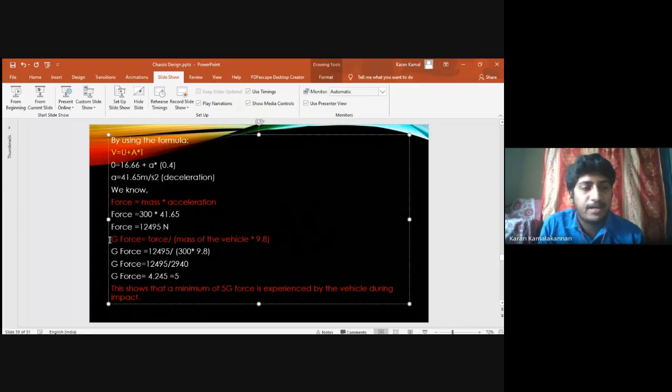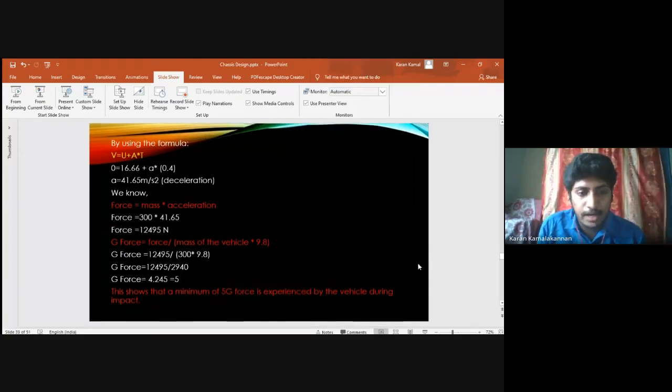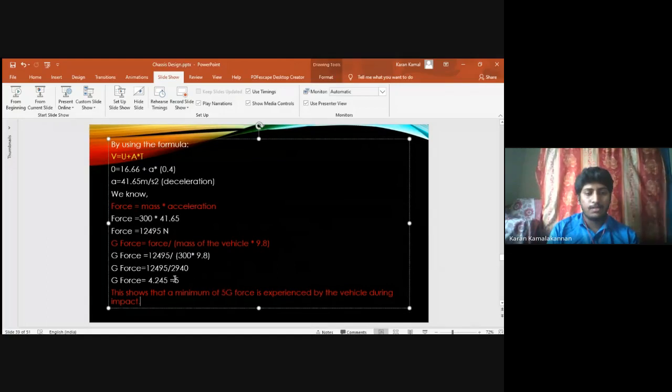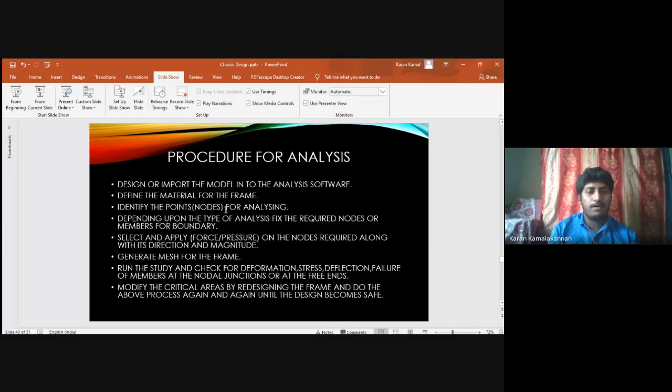This is a factor which is used in industry. G force is the term used for calculating the impact force. So as we calculate the force, 12495 is the load which we got, and with 9.81 and the mass of the vehicle 300, we will be getting a G force of around 5. This is the minimum G force experienced by the vehicle moving with a certain velocity. So you cannot go with 2G or 3G force for analysis of front and rear impact.